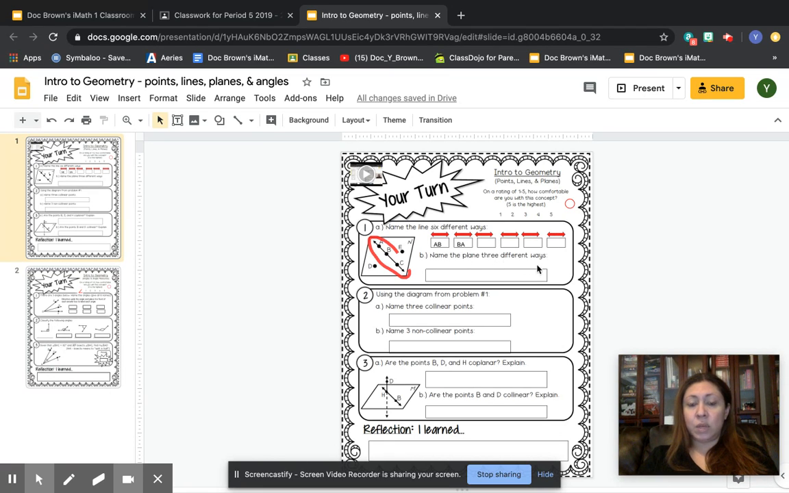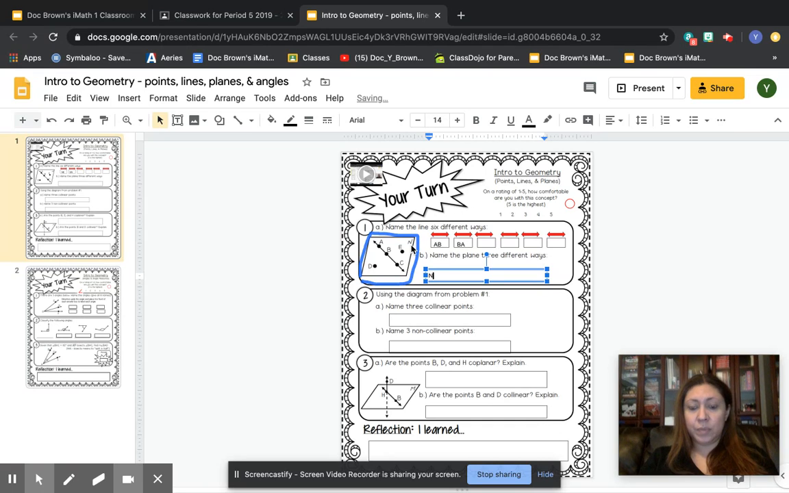Name the plane 3 different ways. Now for that one, it's this whole picture right here. All right. So this whole picture needs to be named. Now I can choose to name it based off of this little N that's right here on the corner, or I can say plane and pick 3 random letters. All right. So like A, B, D. The last one's on you to write it out. But you can do it that way.